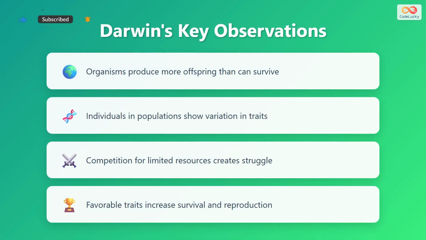Charles Darwin made 4 crucial observations that led to his theory of natural selection. First, organisms produce more offspring than can possibly survive. A single tree might produce thousands of seeds, but only a few will grow into mature trees. Second, individuals and populations show variation in their traits. No two organisms are exactly alike. Third, competition for limited resources creates a struggle for existence. Food, water, shelter, and mates are all finite resources. Fourth, organisms with favorable traits have a better chance of surviving and reproducing, passing those traits to the next generation. These observations form the foundation of evolutionary theory.